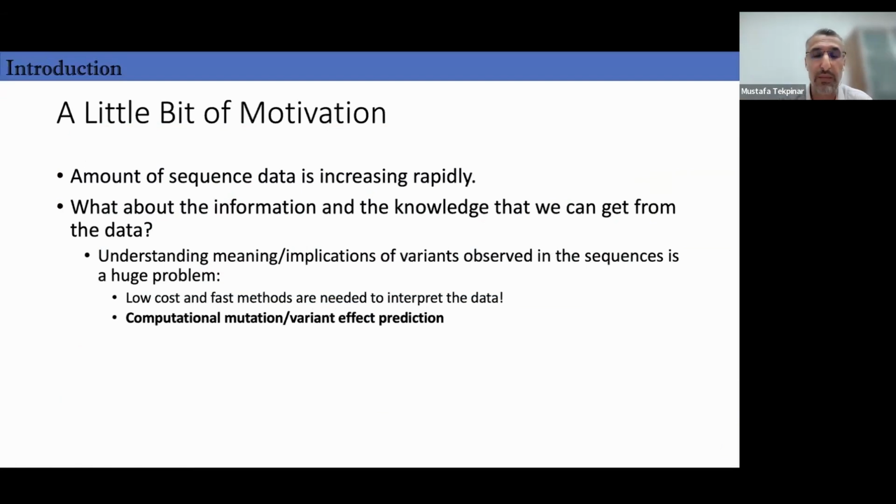As you all know, the amount of sequence data is increasing, but unfortunately, the amount of information that we can extract from this sequence data is not keeping up the pace. So we need low-cost, fast methods to understand variant effects. And in this sense, computational mutational effect prediction algorithms can be some good venues to explore. And in this talk, I will talk about our exploration basically.